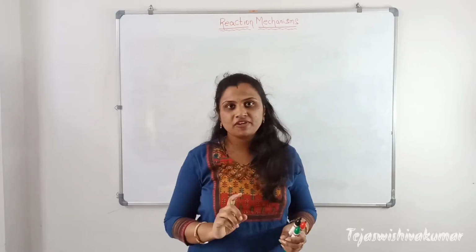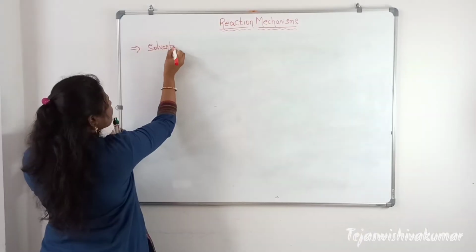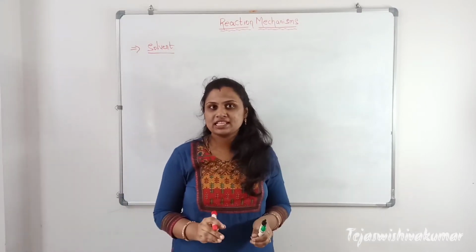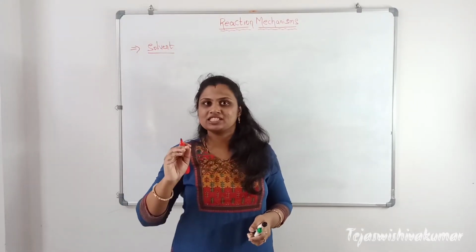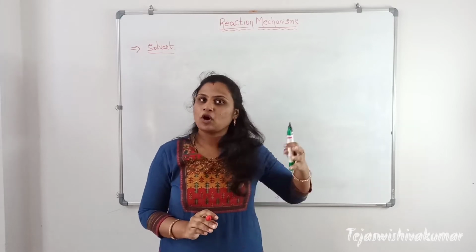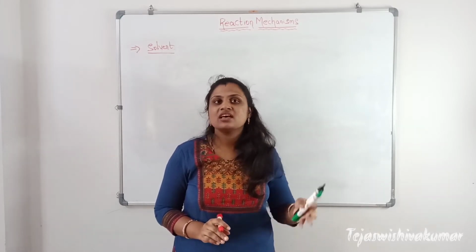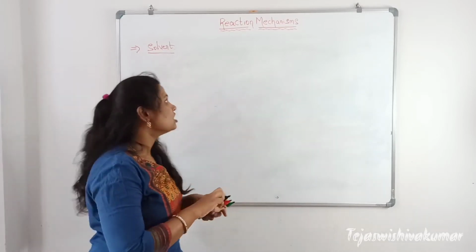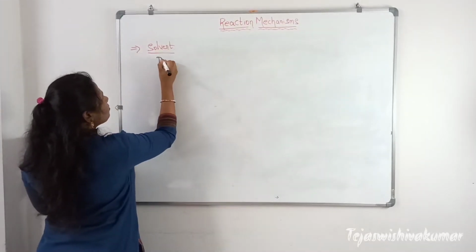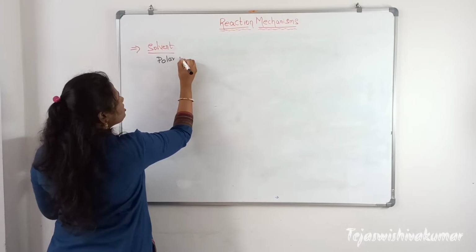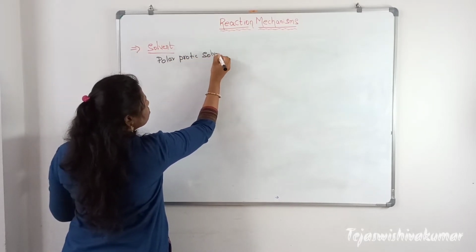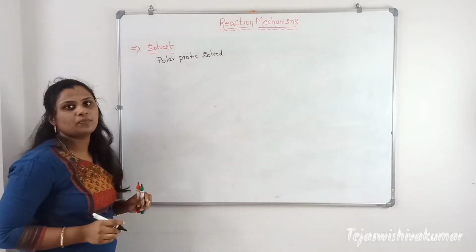First thing, effect of solvent. SN1 reactions are mainly favored in the presence of polar protic solvents because they have high dielectric constants and can easily stabilize cations and anions through hydrogen bonding. So here polar protic solvents should be used; they favor the SN1 mechanism.